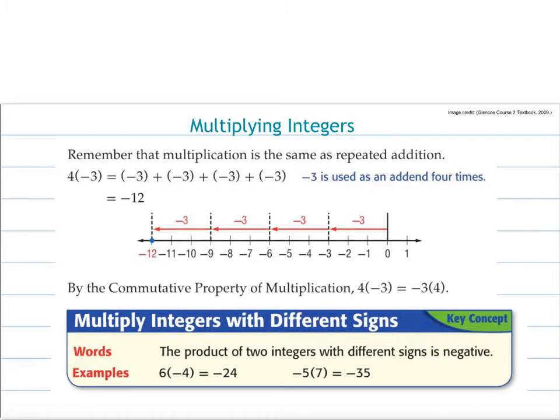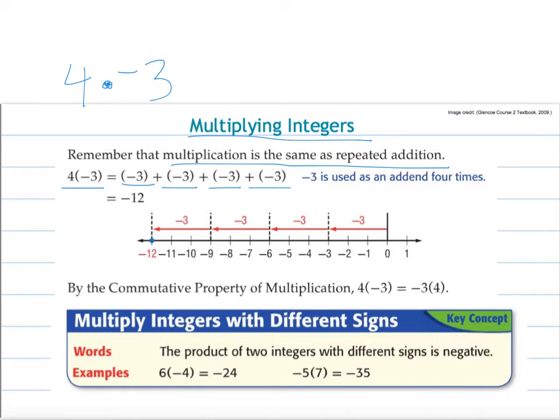So really, we're talking about multiplying integers. What you need to remember is that multiplication is the same as repeated addition. We know that. So when we see 4 times -3, remembering that those parentheses mean the same as if we were to write a multiplication sign, that is the same as doing -3 plus -3 4 times. Okay? And what we get then is -12 when we add all those together. So you can see that on a number line, it's -3, -3, -3, -3. So 4 times -3 is -12.